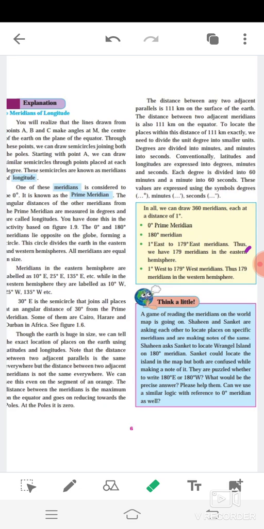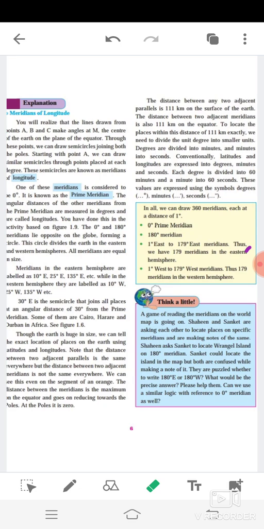Okay, now go to the next paragraph. The distance between any two adjacent parallels is 111 kilometers on the surface of the earth. The distance between two adjacent meridians is also 111 kilometers at the equator. To locate places within this distance of 111 kilometers exactly, we need to divide the unit degree into smaller units.